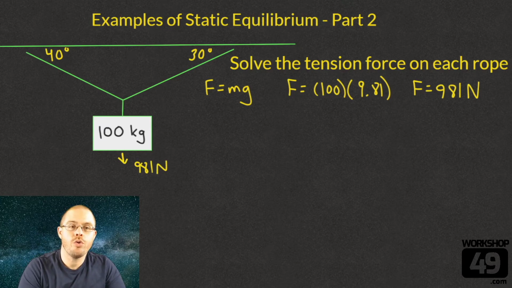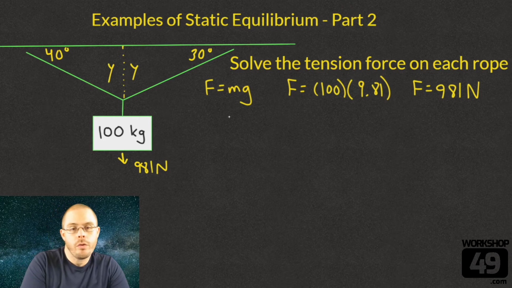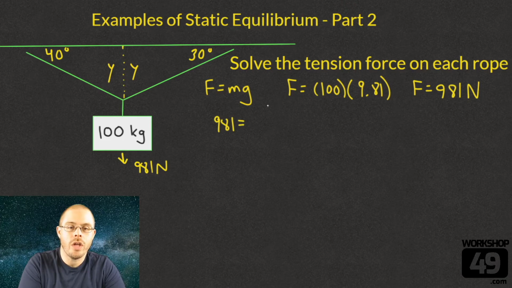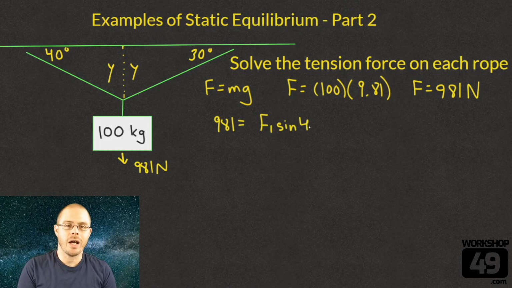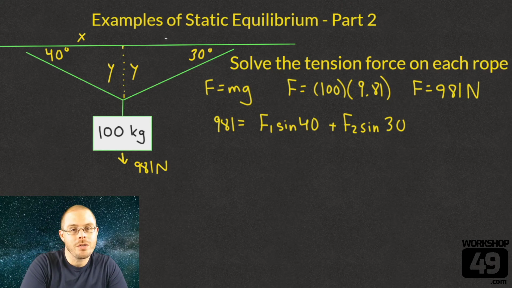We know that the other two ropes combined have to be pulling up. So the left one pulls up with a y component, the right one pulls up with a y component, and combined they have to equal 981. If they didn't, the block would come crashing down. To get those vertical components, we use force 1 sine 40 plus force 2 sine 30. We're just breaking it into vectors.